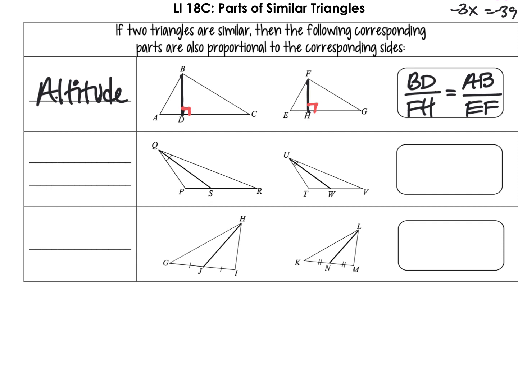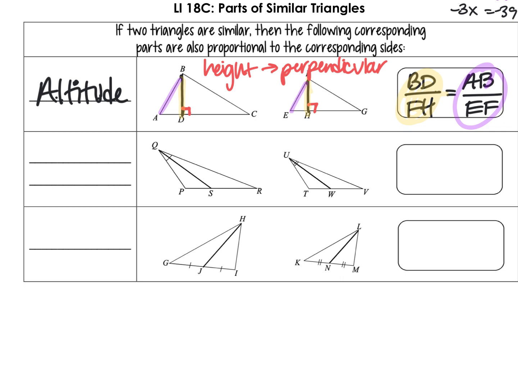So I'll highlight those real quick. So here's the first ratio. And then the second will come from AB and EF. Okay. So an altitude, the key thing here is it is a height and it is perpendicular. And it creates similar pieces or proportional triangles, okay?